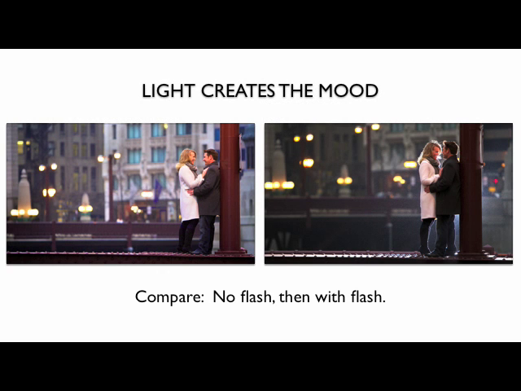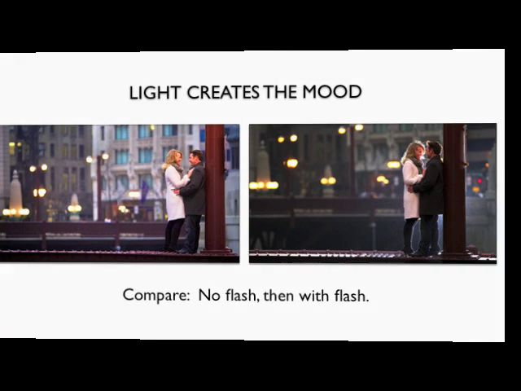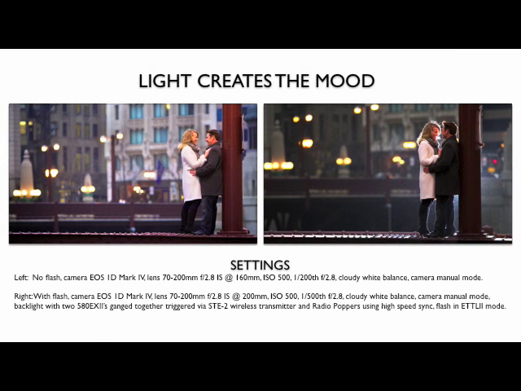Light creates the mood. Compare these two pictures. They're both basically the same composition, lens, everything's the same. One is with flash and one is without flash. Here's the settings on how we accomplish this shot. The picture on the left of Lacey and Pat has no flash. It's shot with the Mark IV with a 70-200 lens at 500 ISO at 1/200th of a second at f2.8. Nice, good image. Everything's working out well.